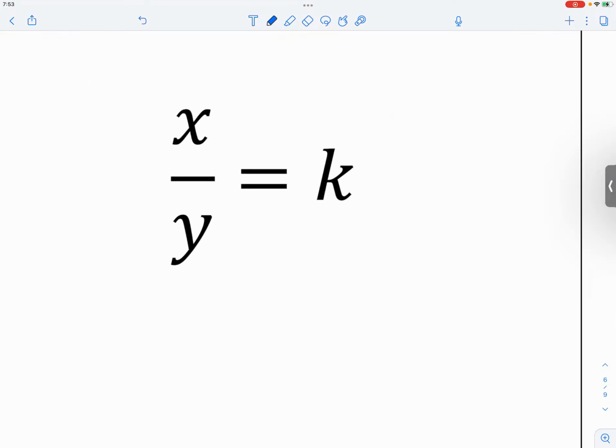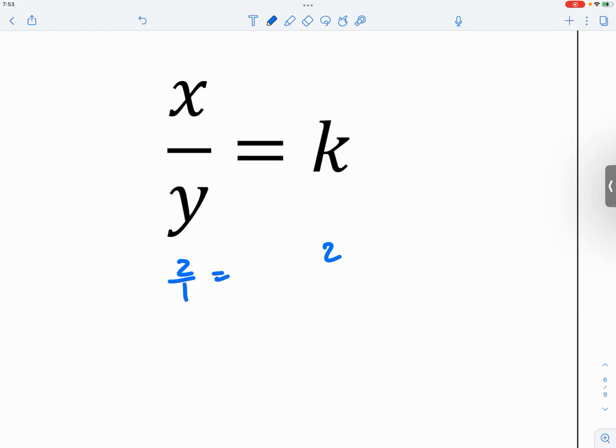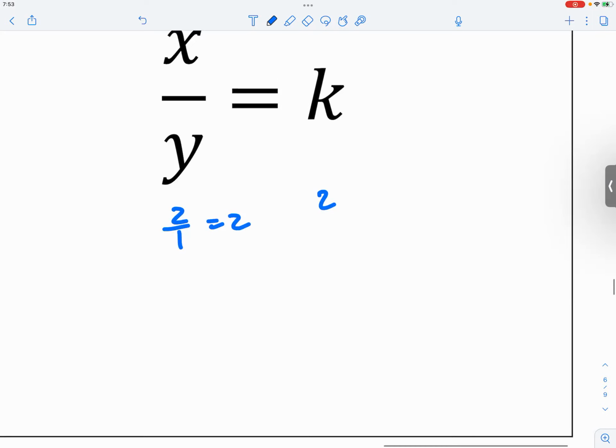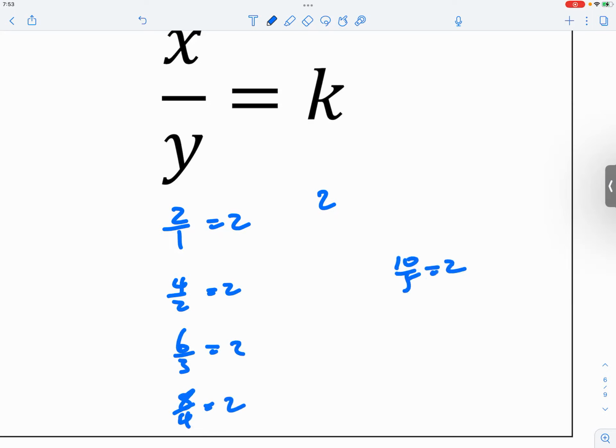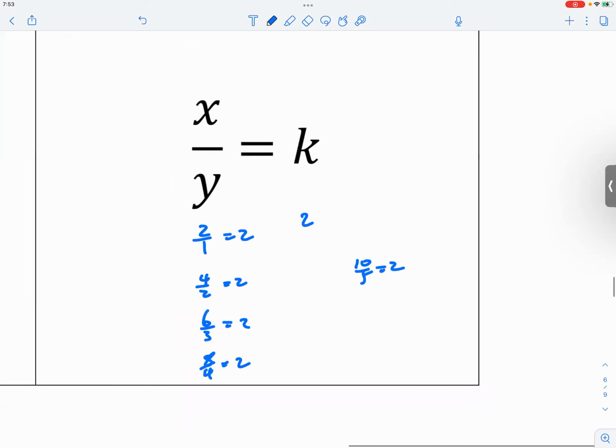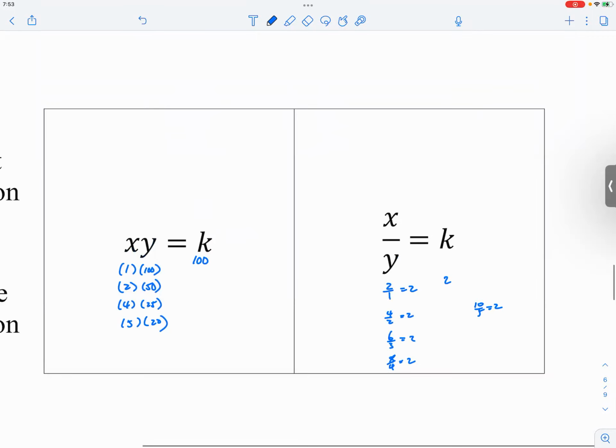Let's just say k is 2, for example. Well, I can have 2 over 1 equals 2. Or I can have 4 over 2, 6 over 3, 10 over 5, yeah. Okay, I can keep going forever. And what you see is that when the numerator goes up, the denominator has to go up too. Now, if you are taking physics, this will be very, very useful. For example, in physics, who has taken physics already? All right, some of you.